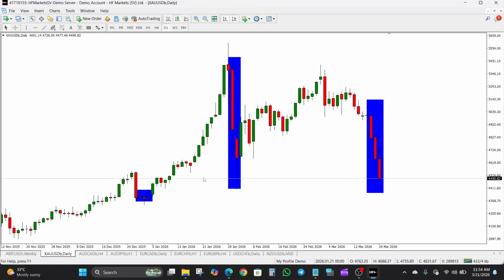So one of the things to look out for is smaller candles or consolidation, or maybe reversal patterns such as double bottoms or bullish engulfing candles, right?